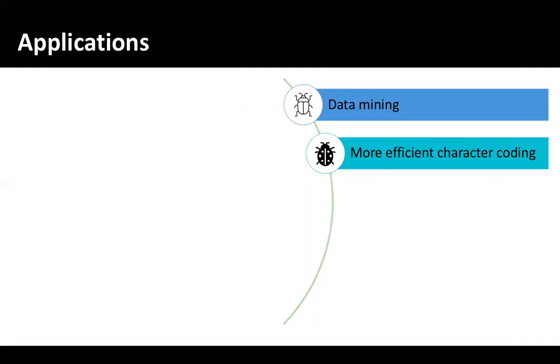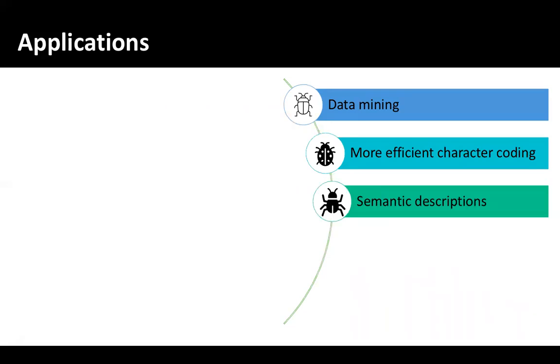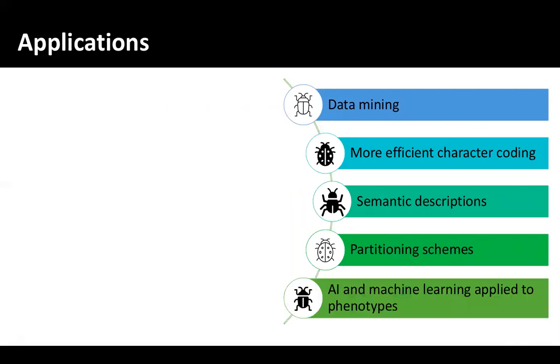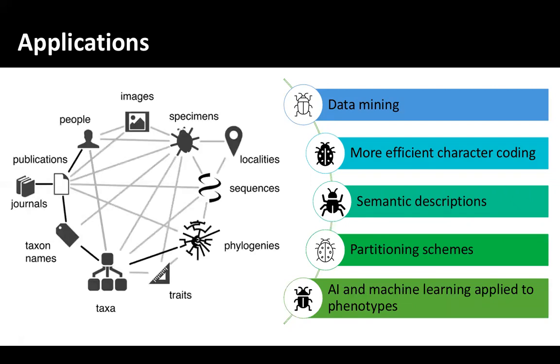We can also produce semantically enhanced descriptions at a certain level of automation, and there are already some tools available for this. We can also generate partitioning schemes for phylogenetic analysis, which we have already seen in some papers. And we can also start using technologies like artificial intelligence, machine learning, and computer vision to take a look at beetle morphology in a new light. All of this to contribute to make this strong link of the biodiversity knowledge graph stronger over time.